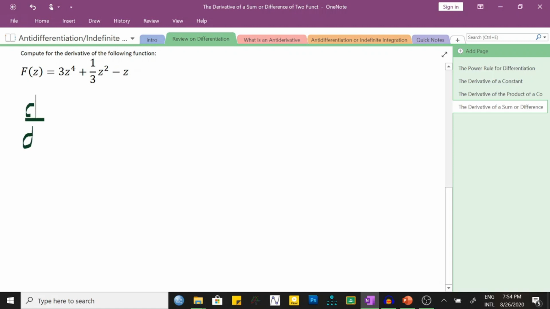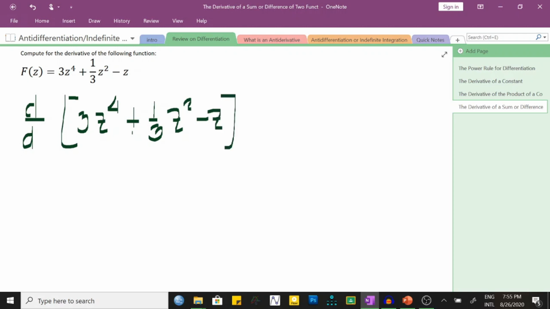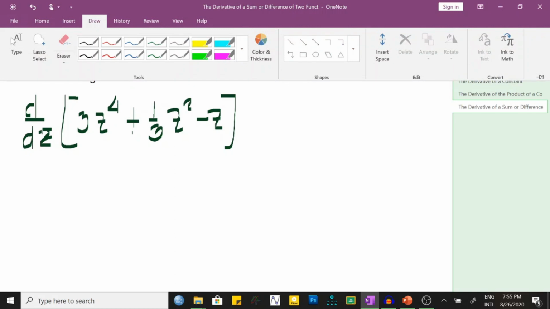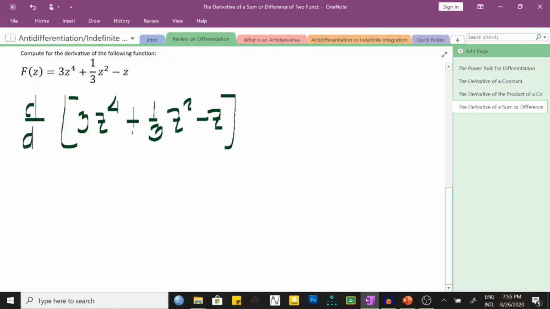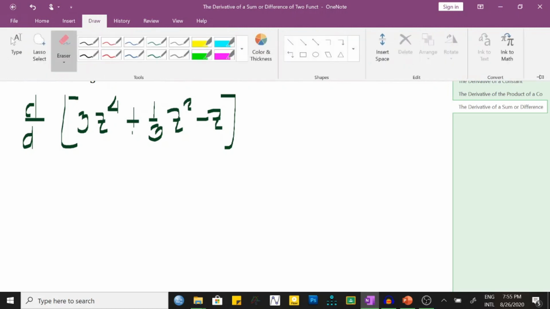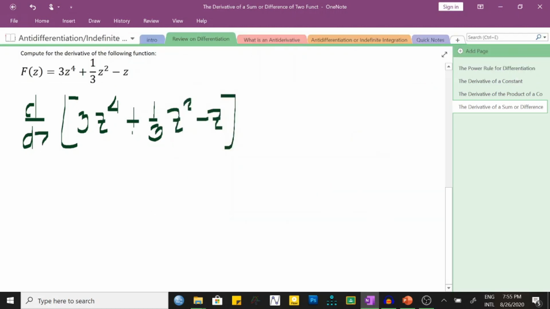So the derivative of, let me write the function first. 3z raised to 4 plus 1/3 z squared minus z with respect to our independent variable z. Please be mindful of the notations that you use. It's not always x. d/dz. Okay, so how do we apply the sum and difference rule for derivatives?